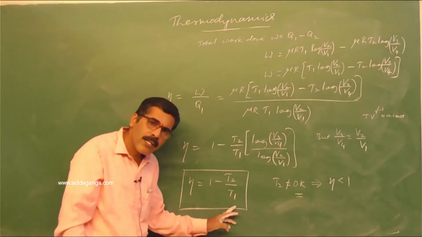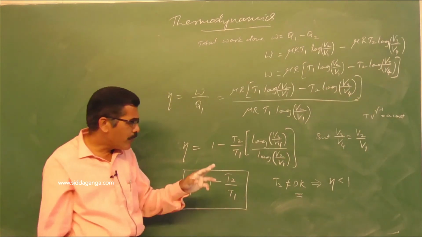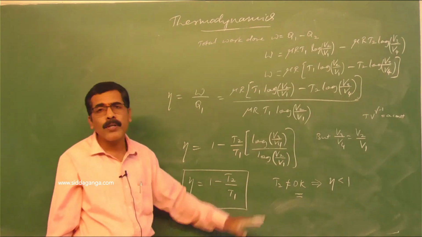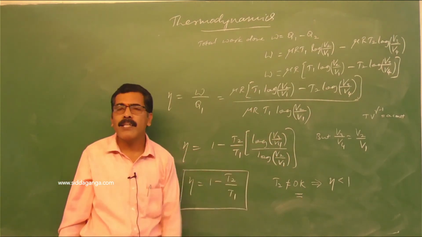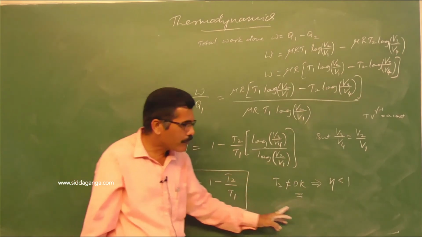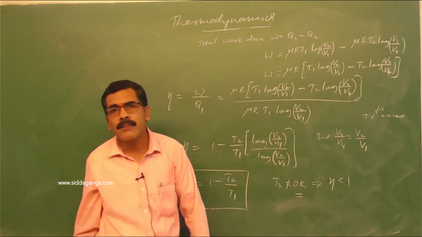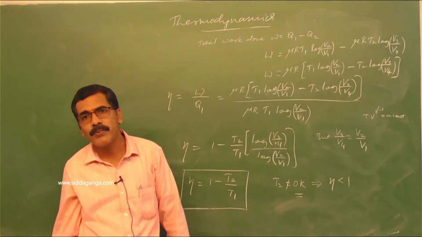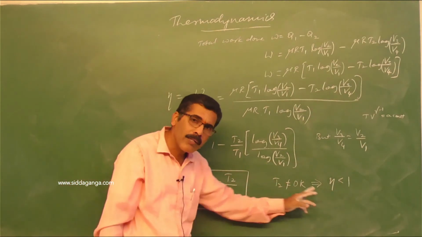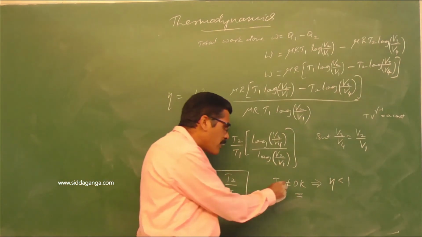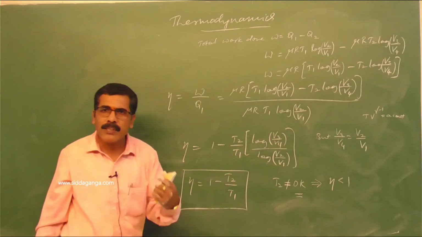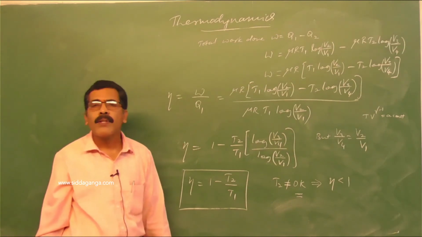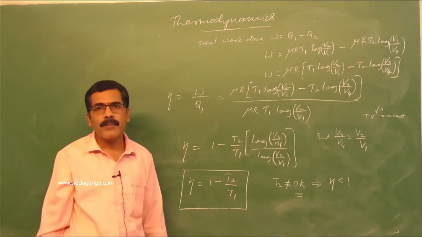Here T1 cannot be equal to infinity. At the same time, T2 cannot be equal to 0 Kelvin. Therefore, in case of Carnot engine also, efficiency is always less than 1. They will ask this question: why is Carnot engine not 100% efficient? The reason is that T2 cannot be equal to 0 Kelvin. You cannot take the temperature of sink to 0 Kelvin. That's why even Carnot engine is not 100% efficient.